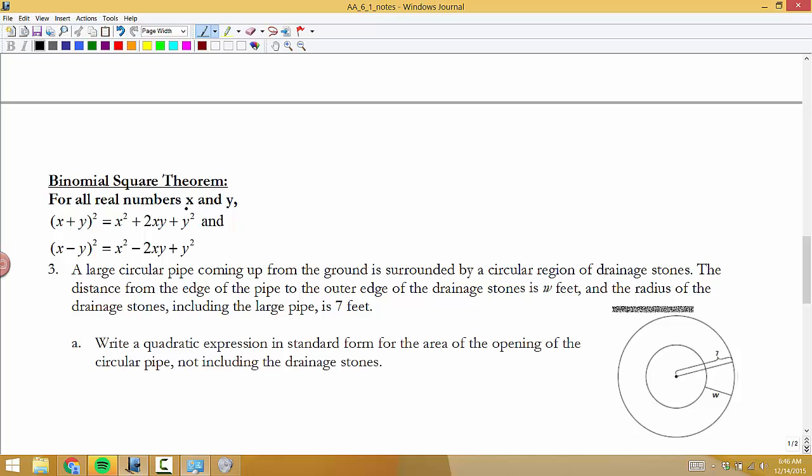So it just says for any real numbers x and y, if I take the sum of those two numbers and square them, it will always be equal to the square of the first, the square of the last, and then in the middle we take the two numbers, multiply them together and double it, or multiply it by 2. Now, if the only difference is instead of a plus sign I have a minus sign, the only difference in terms of the binomial square theorem is that I have a minus sign here instead of the plus sign here.